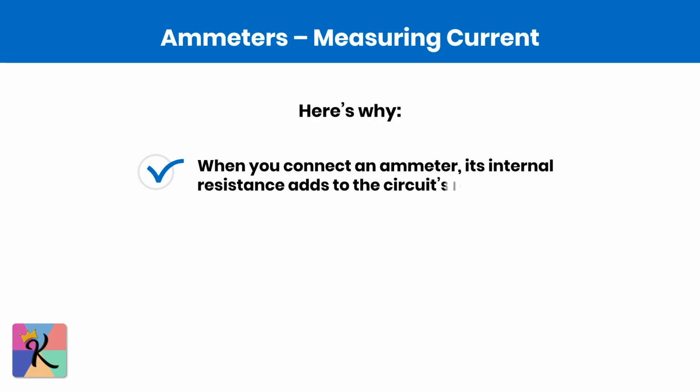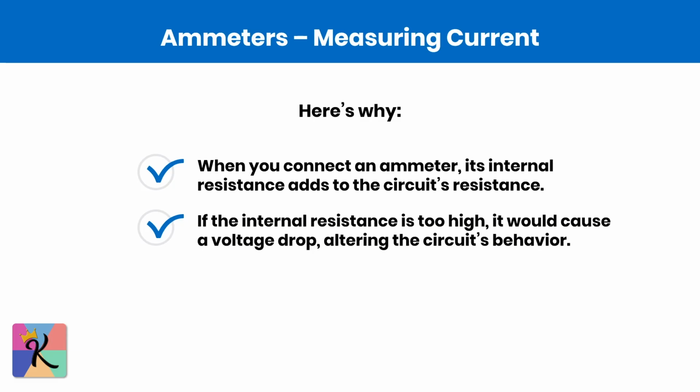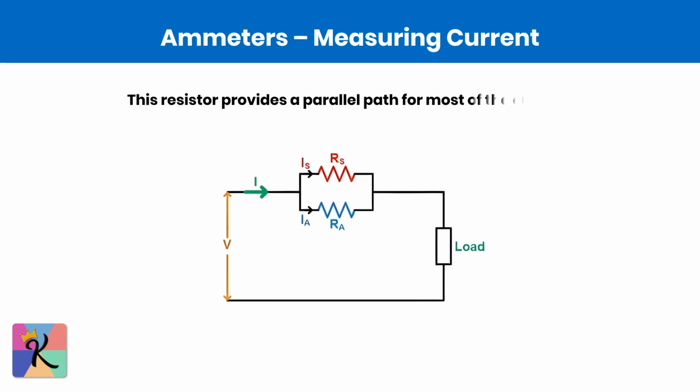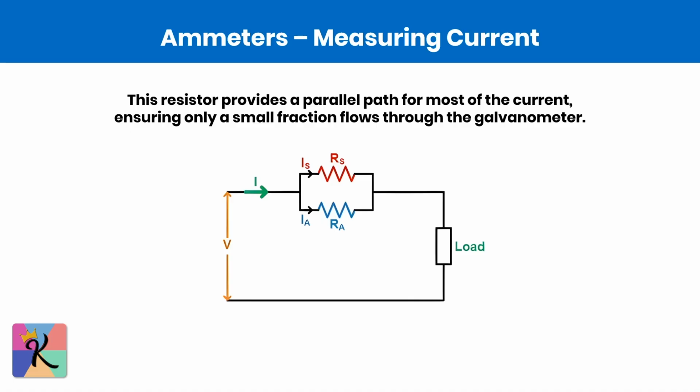When you connect an ammeter, its internal resistance adds to the circuit's resistance. If the internal resistance is too high, it would cause a voltage drop, altering the circuit's behavior. To minimize interference, ammeters are designed with a shunt resistor. This resistor provides a parallel path for most of the current, ensuring only a small fraction flows through the galvanometer.